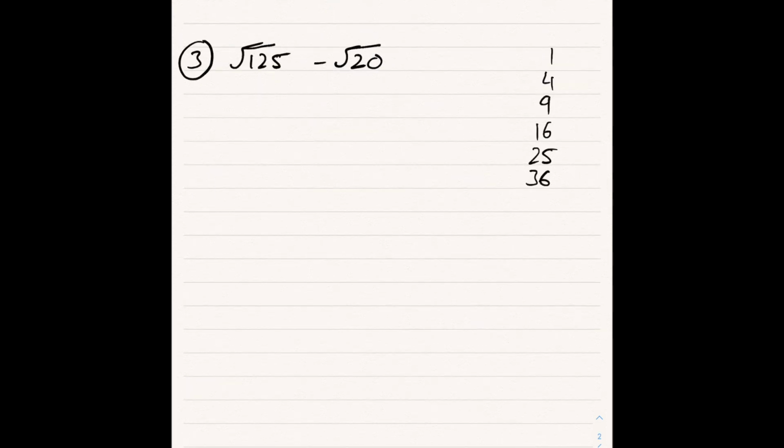For the next example, we have a negative. However, same concept: you want to simplify as much as we can. So square root of 20, we get square root of 4 times square root of 5. The square root of 125 will give us square root of 25 times square root of 5. As both 4 and 25 are square numbers, we can simplify that even more. Square root of 25 is 5, and square root of 5 is just square root of 5.